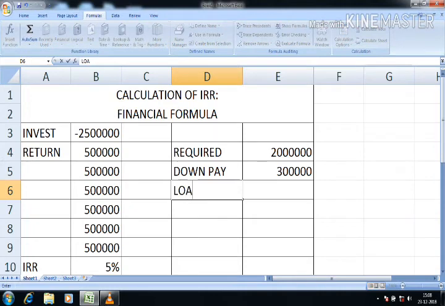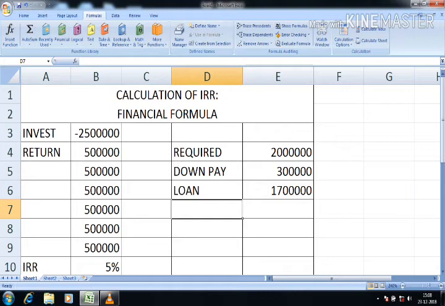Now obviously the loan should be equal to required value minus down payment. That is our loan value.